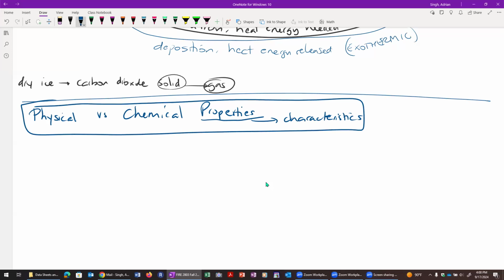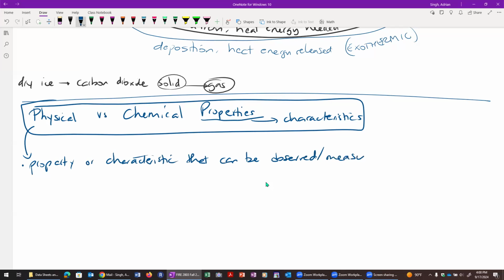So, what's the difference between a physical property or physical characteristic and one that is chemical? Well, a physical property is a property or characteristic that can be observed or measured without trying to turn that substance into something else.